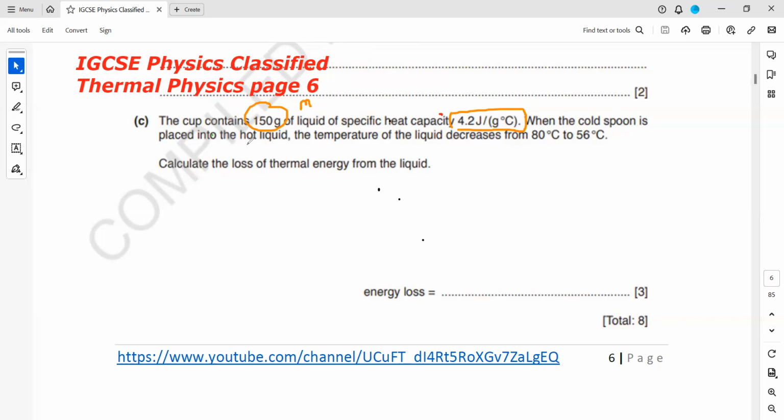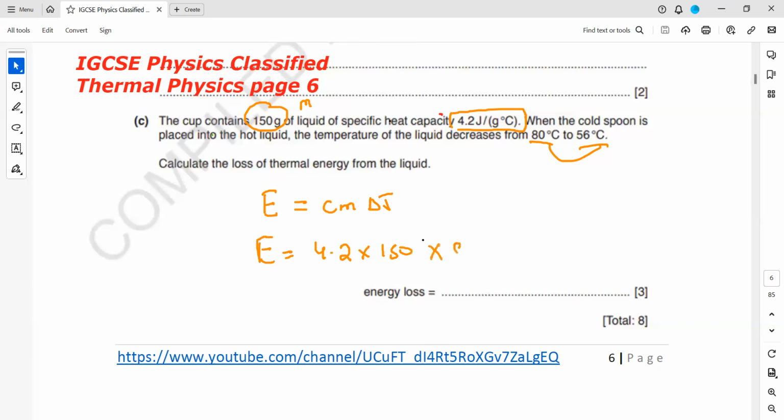When the cold spoon is placed into a hot liquid, the temperature of the liquid decreases from 80 to 56. Calculate the thermal energy lost. So what is the formula relating the thermal energy and the specific heat? E is equal to c m delta T, as the specific heat is energy divided by mass and temperature change. E is the energy loss or energy gain, c is the specific heat, which is 4.2. m is the mass, you will take 150. Don't convert into kilogram, as the specific heat capacity is given in joule per gram.